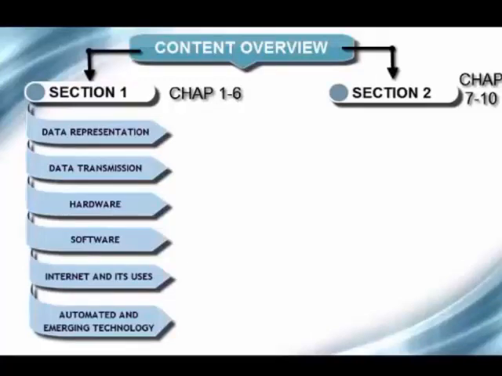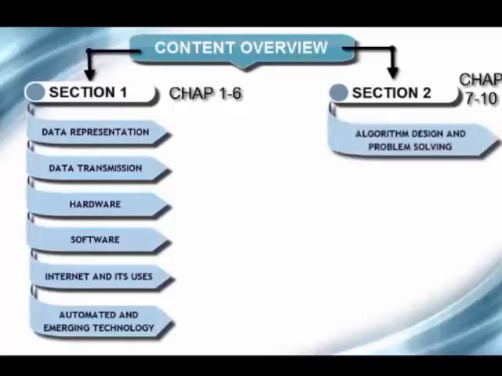Now on the other hand, section 2 is basically a logic-based section. Chapter number 7 is the algorithm design and problem solving, in which we will study and cover the concept of the program development life cycle, and then trace tables and dry runs, which is basically manually testing your programming steps. And this is very good and important if you are interested in programming.